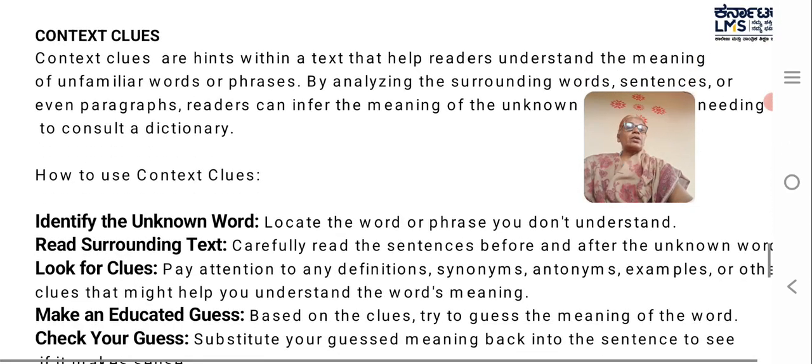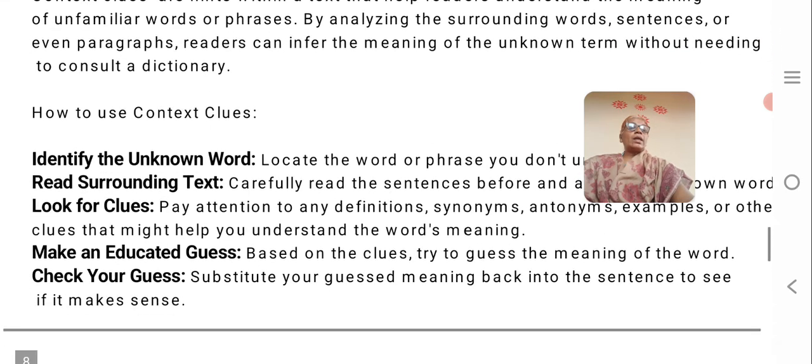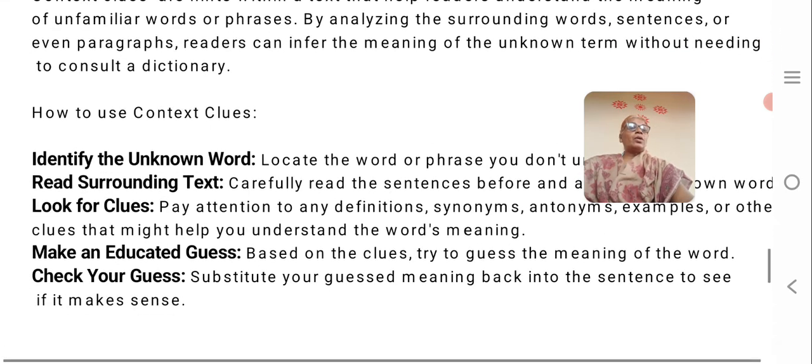To learn context clues, here are some tips. Context clues are hints within a text that help the reader understand the meaning of unfamiliar words or phrases. By analyzing the surrounding words, sentences, or even paragraphs, readers can infer the meaning of the unknown word without consulting a dictionary. How to use them?